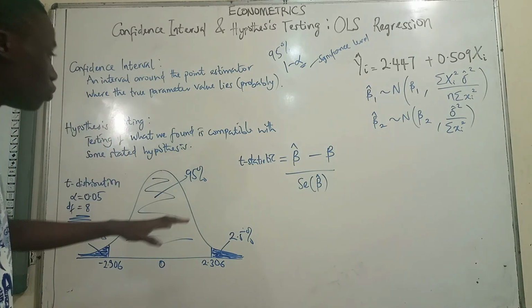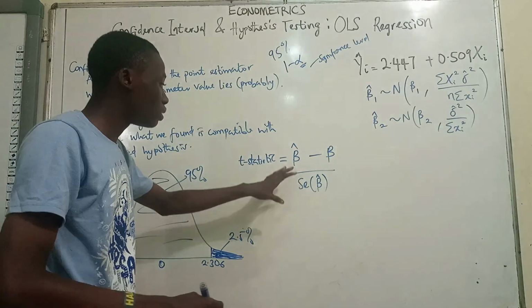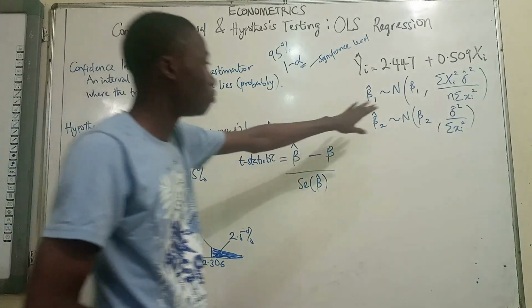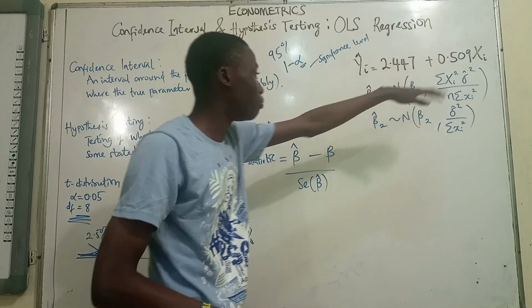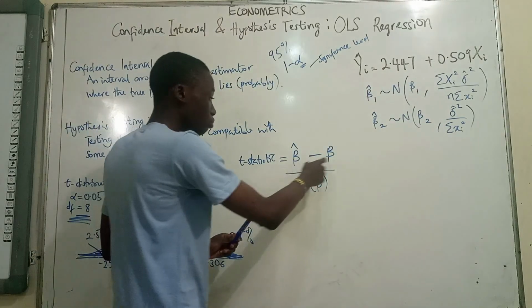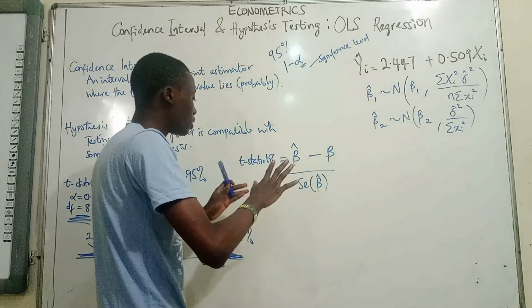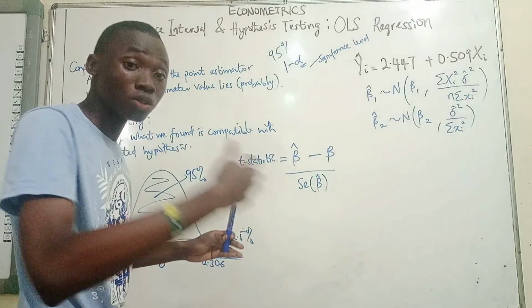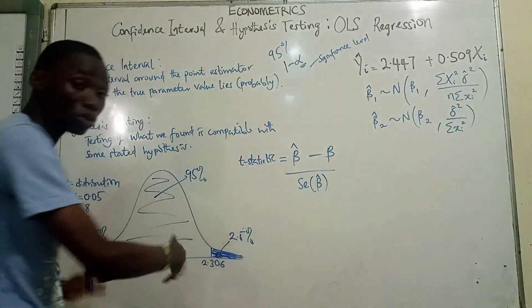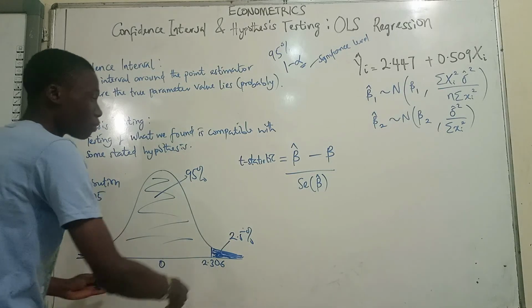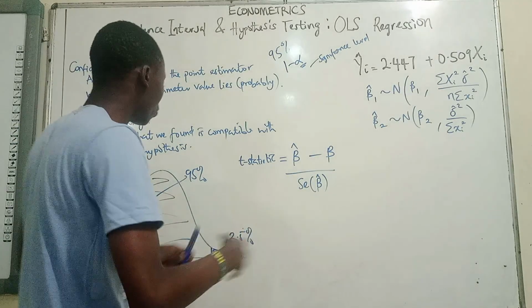So to compare, we first convert this t statistic. The estimates we have are beta 1 and beta 2. This could be beta 1, this could be beta 2, depending on which t statistic you are trying to estimate. So you first estimate for beta 1, compare with the cutoffs, the critical values, then decide to accept or reject.